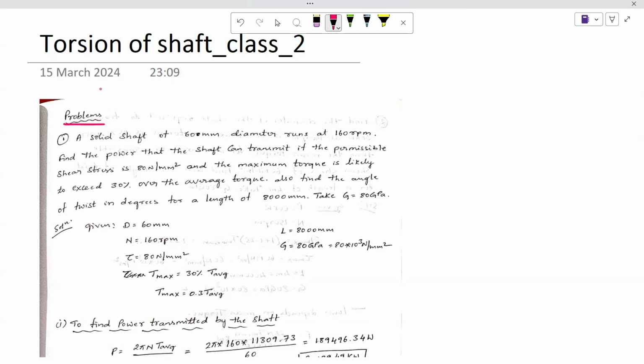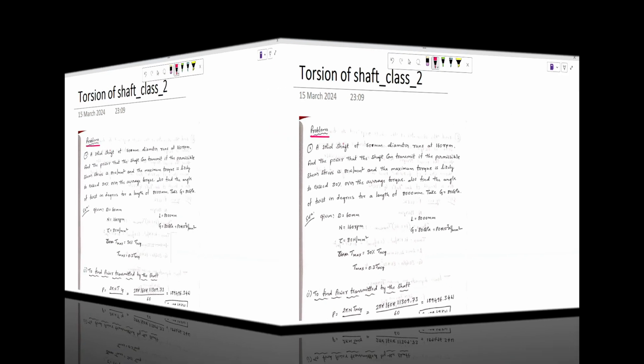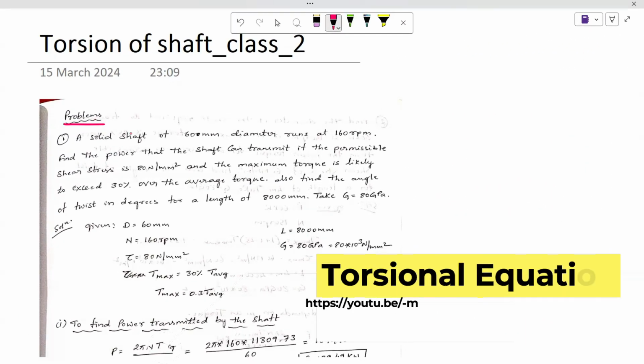Hello everyone. Today we are going to discuss one problem on torsional shaft. Before proceeding into this problem, please go through the previous video, where I have derived the equation for torsion of shaft. In that I have clearly explained how to derive the torsion equation: T by J is equal to tau by R is equal to G theta by L.